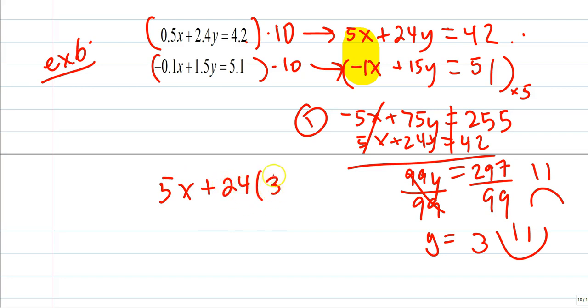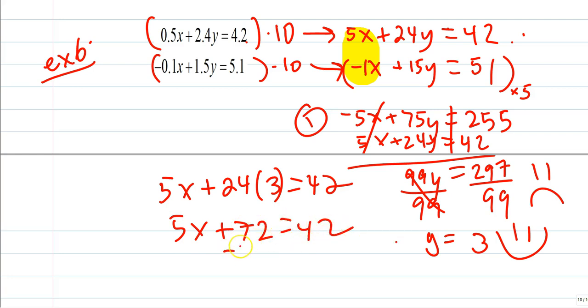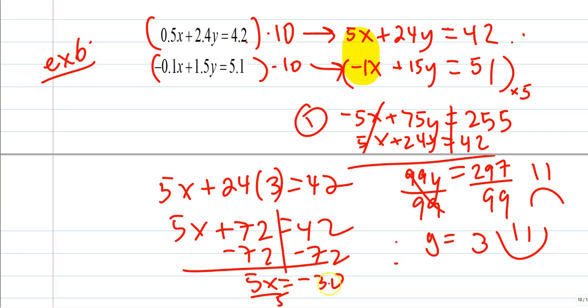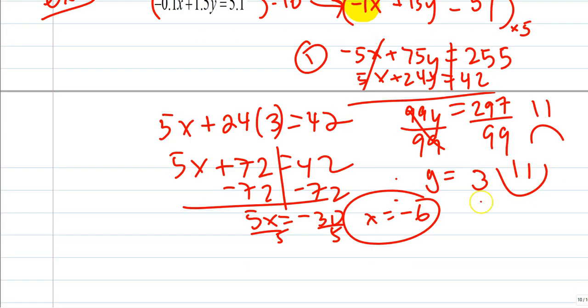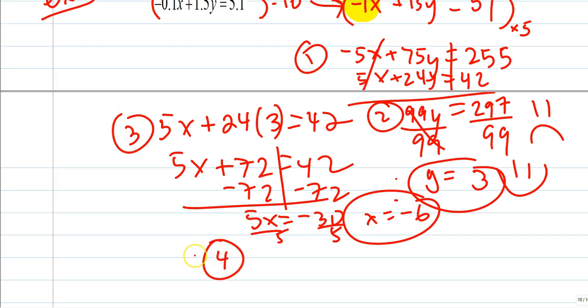What's y? So 5x plus 72 equals 42. Solving that, 5x equals -30, and x equals -6. So, our solution, that was step 1, 2, this was step 3, step 4, write your answer as -6, 3.